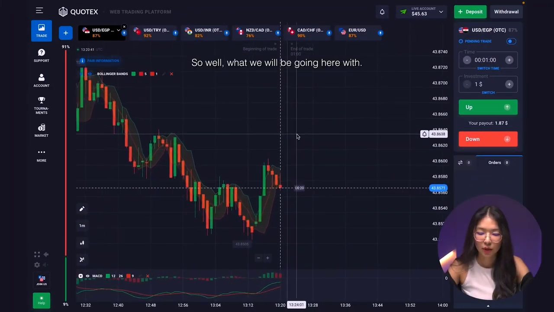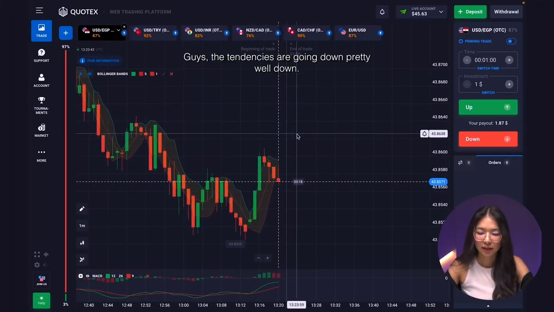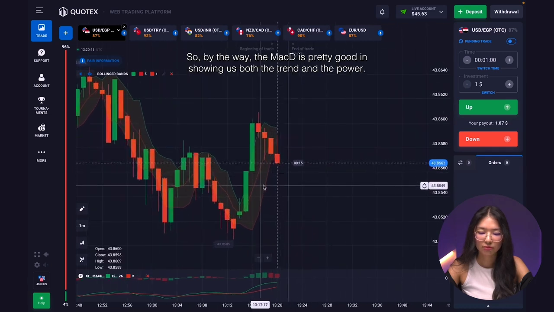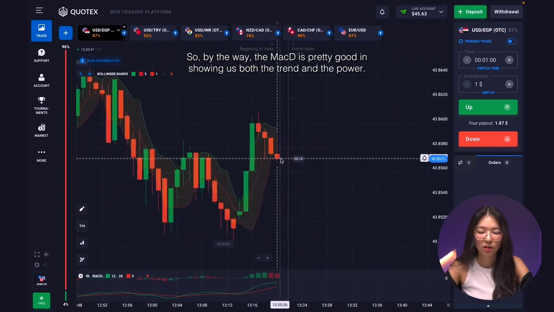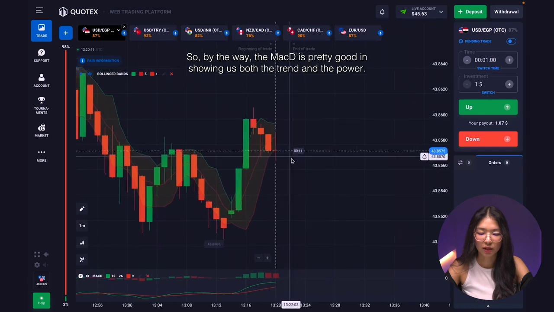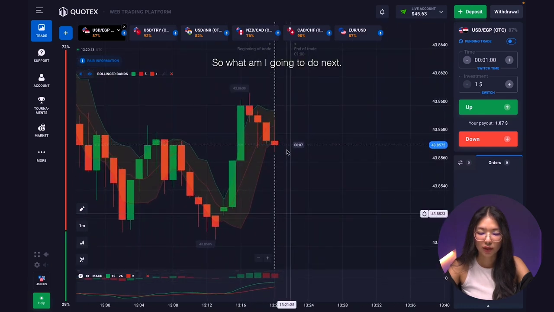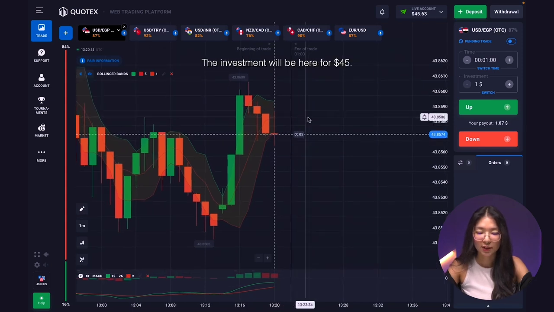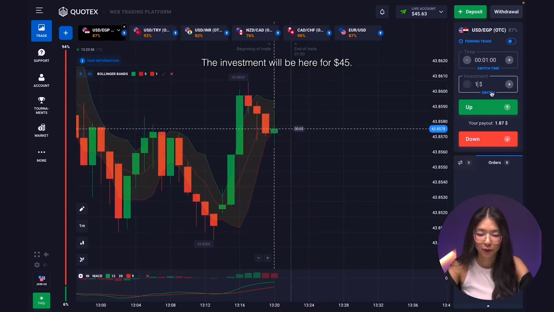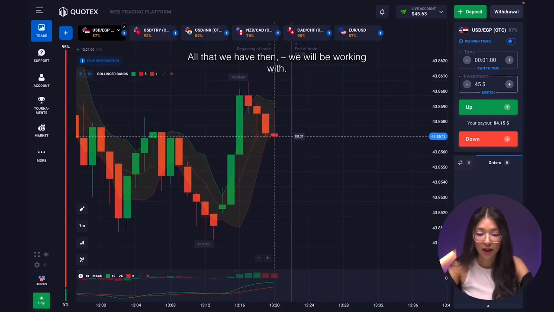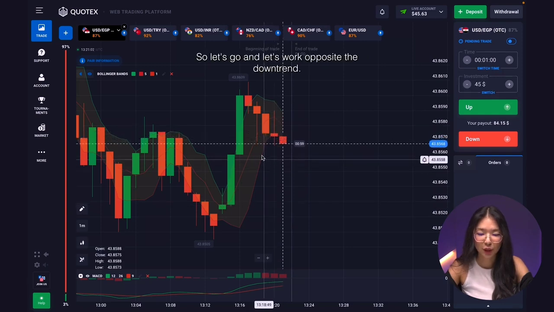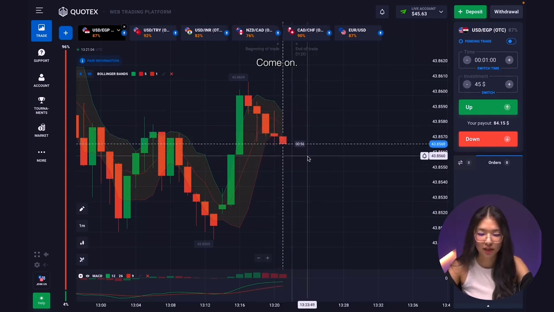So what will be going here? The tendencies are going down pretty well. By the way, the MACD is pretty good in showing us the trend and the power. So what am I going to do next? Of course, going to my investment. The investment will be here for $45. All that we have then we'll be working with, so let's go and let's work opposite the downtrend. Come on.